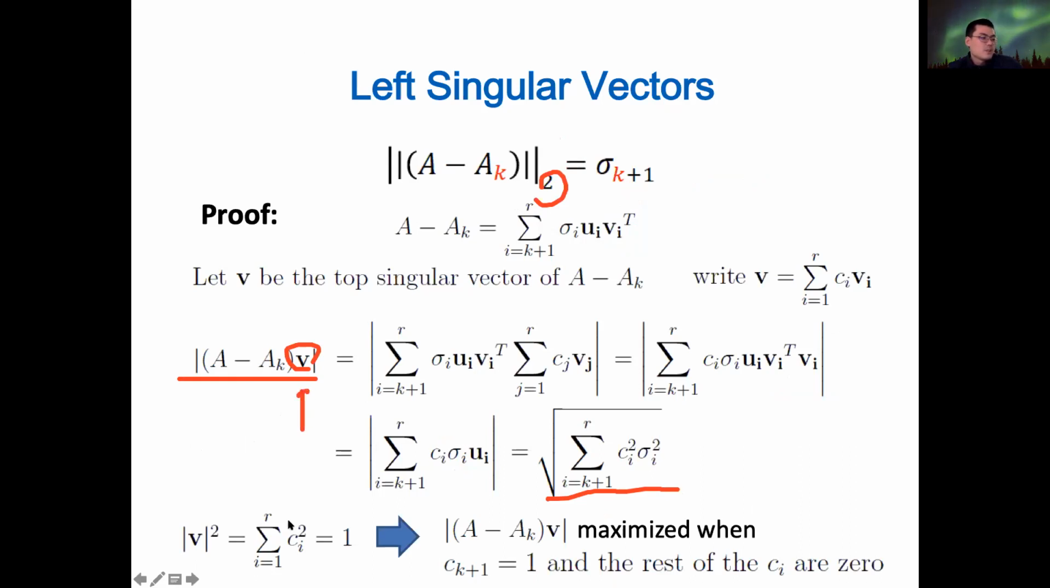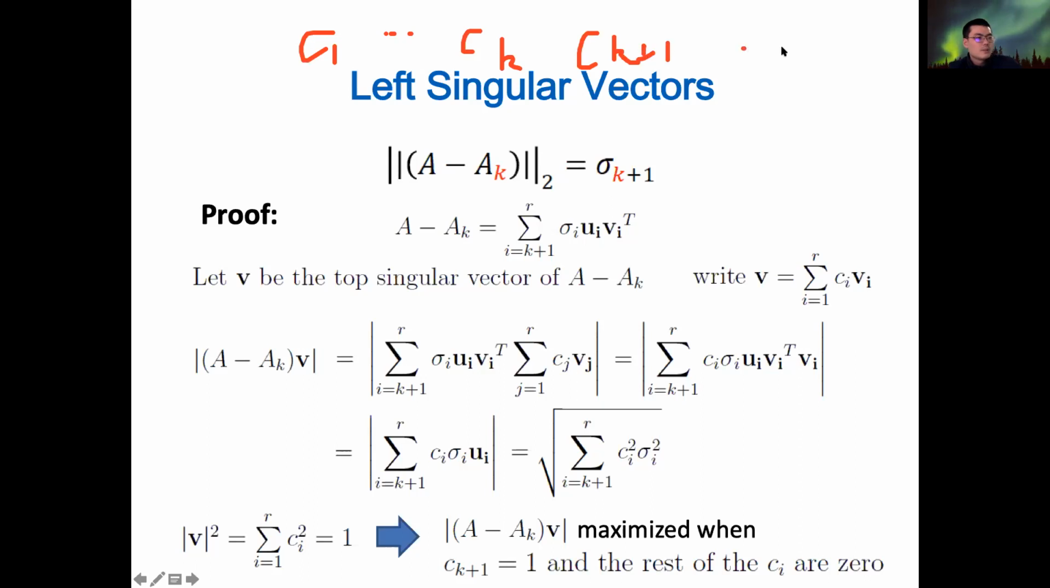So you think about it, there's a constraint on V, right? Because V is a unit vector, which means all these Ci squares add up to 1. So this is the constraint here. But think about these components: C1 all the way to Ck, then we have Ck plus 1, k plus 2, all the way to Cr. There's a budget of one. It makes no point to allocate anything to here, because this summation starts from k plus 1. You are wasting the budget. It will not increase it.